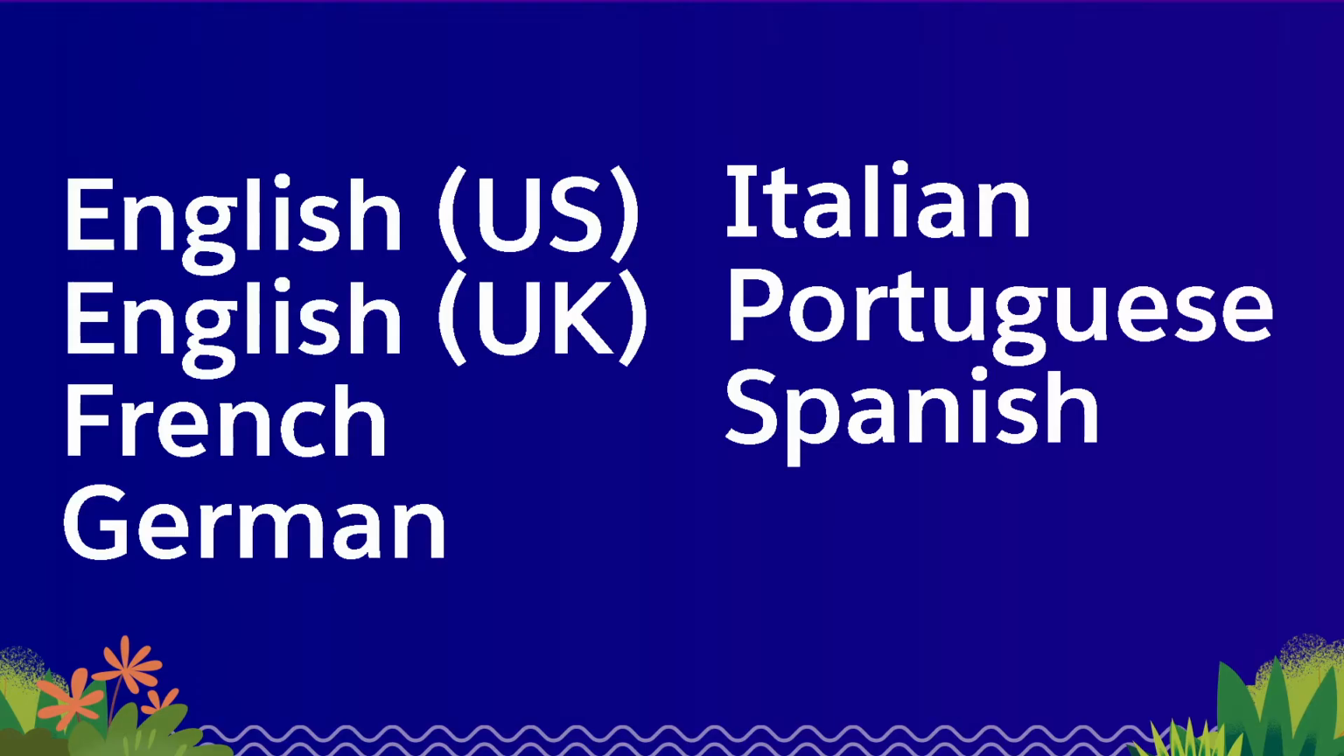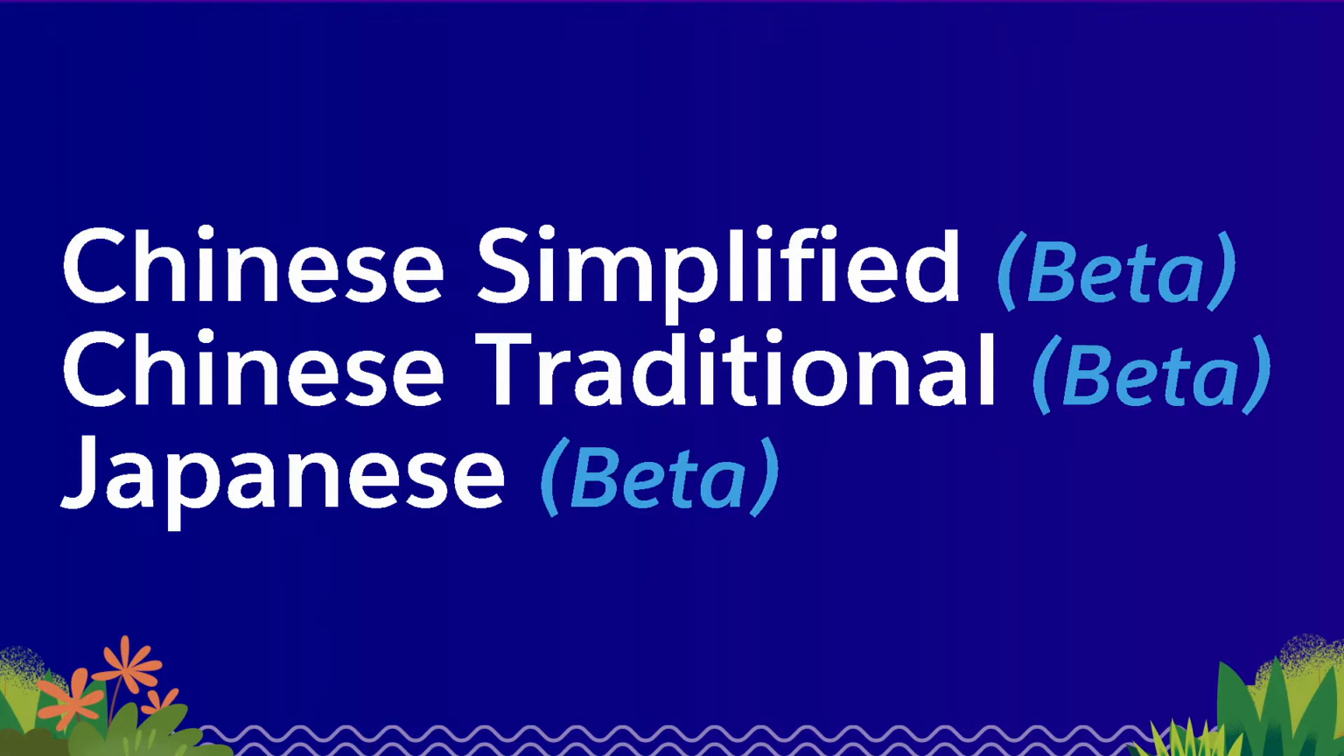The second feature that we're adding to Intent is multi-language support. In the summer release, we are going to make 5 additional languages generally available, and these are mainly European languages. And on top of that, we're going to start beta support for 3 different new languages, including Japanese, traditional Chinese, and simplified Chinese.